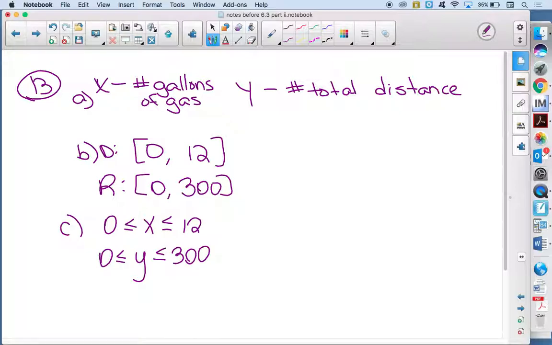But you're not always, I mean, you only have that amount when you're sitting and filling it up. Once you start traveling, which is what you're going to do with the car, the domain is all of the x values that pertain to the problem. So it's not just that one. You're not always going to have 10 gallons of gas. Aaron, I'm sorry. Anthony. Yeah.